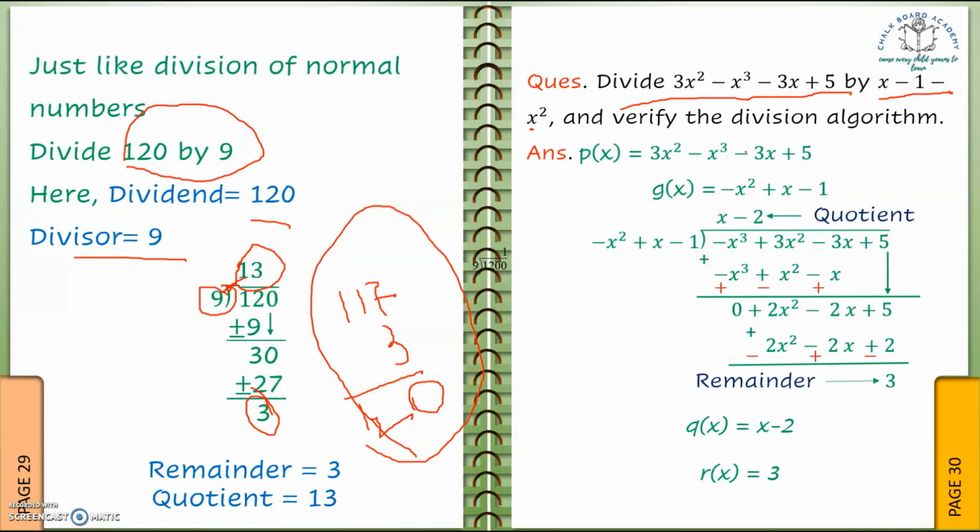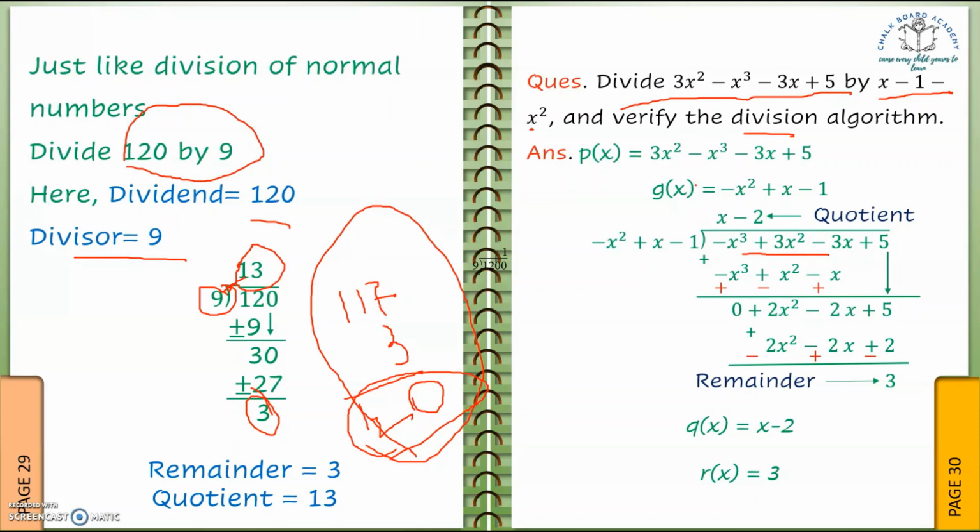When we are talking about verifying the division algorithm, we have to show this, like how I have multiplied the divisor with the quotient and then added the remainder to get the dividend. So here, p(x) is given as 3x square minus x cube minus 3x plus 5. First we will rearrange it. How are we rearranging it? We are rearranging based on their power in descending order. So the highest power goes in the first place, then we descend as per the power.